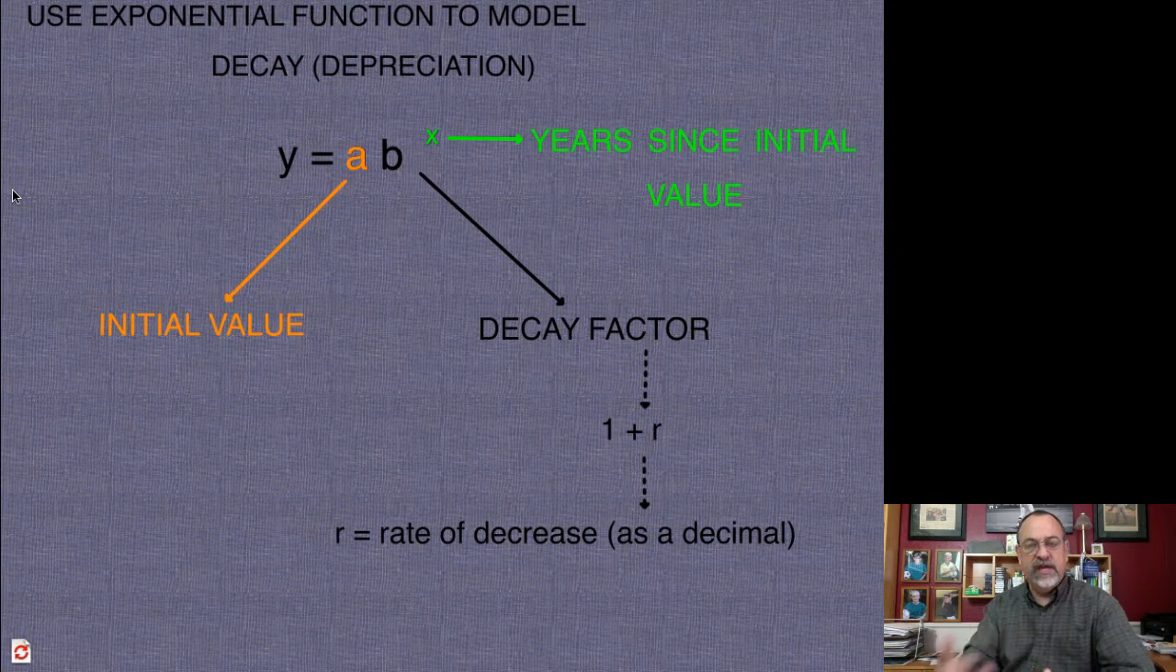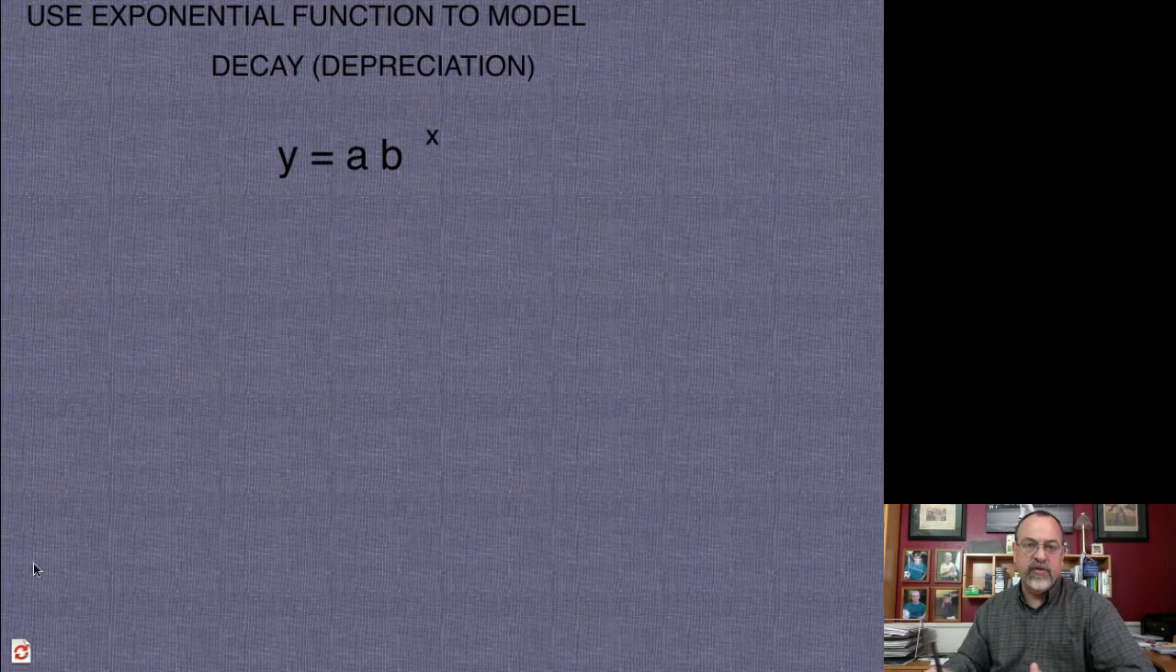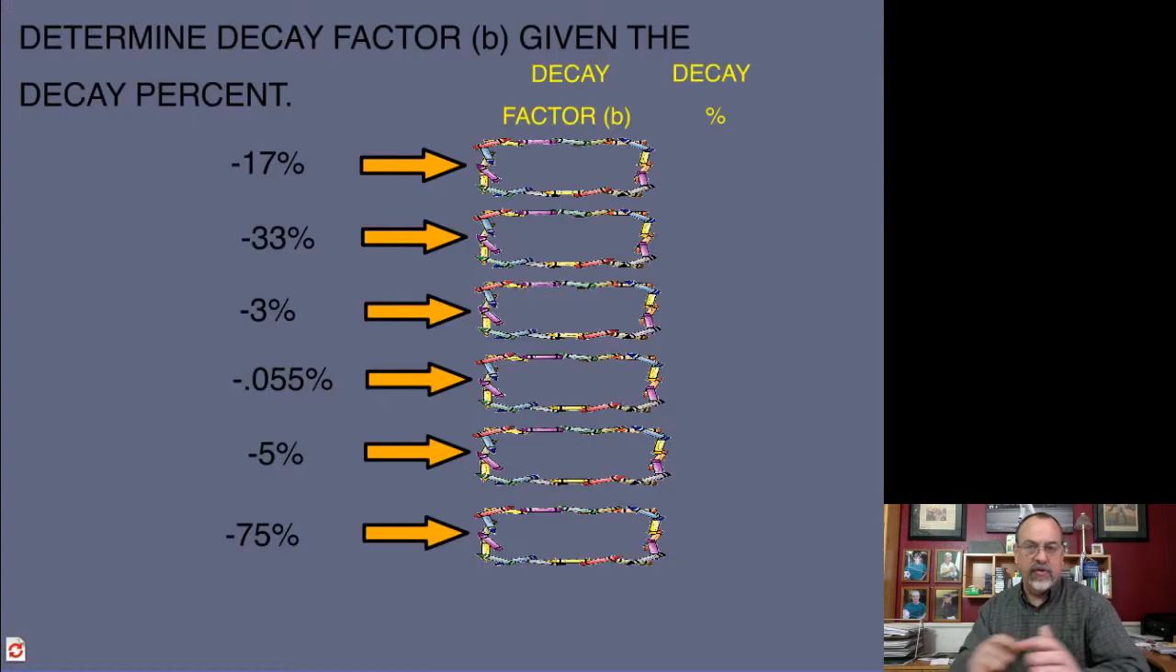In other words, if the decay is 10%, that means the growth rate is a negative 10%. So we're going to add 1 plus a negative 0.10. So in essence, we'll be subtracting the growth rate from 1 in order to get the growth factor. And again, growth rate and growth factor are not the same thing.